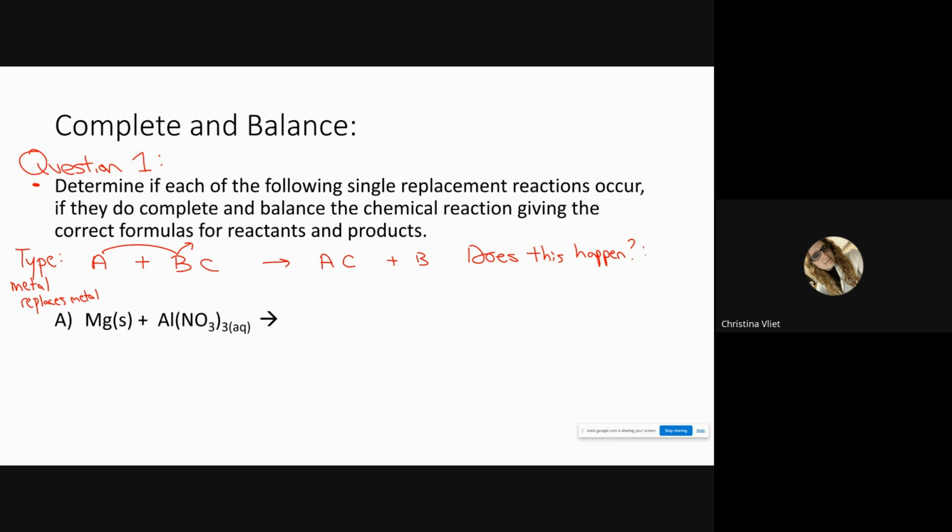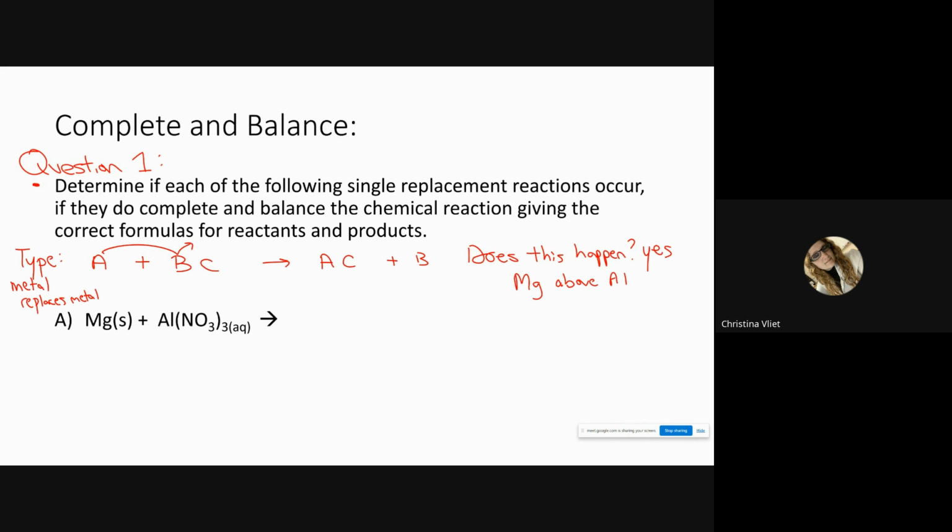Does it happen? Yes. Why? Because magnesium is above aluminum. We have to address this because that's where confusion occurs. Why does it happen, and how does it happen? Once we predict that it happens, you've learned enough in this class to predict what the products are. You can tell what the products are, and how can we tell that?